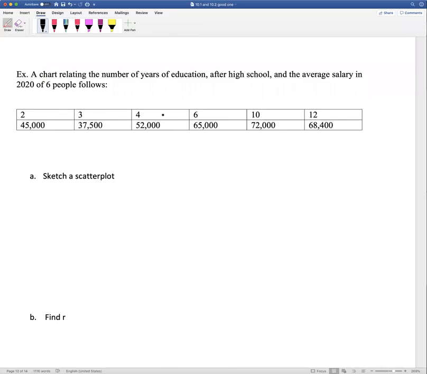And what this does is it tells us the average salary of people with years of education after high school. So somebody that has 2 years of education after high school makes on average $45,000 a year. Somebody that has 3 years makes on average $37,500. Somebody with 4 years makes on average $52,000. Somebody with 6 years makes on average $65,000, 10 years makes on average $72,000, and 12 years makes on average $68,400. So I want us to end with, first of all, let's make sure that we're comfortable sketching a scatter plot with this information.